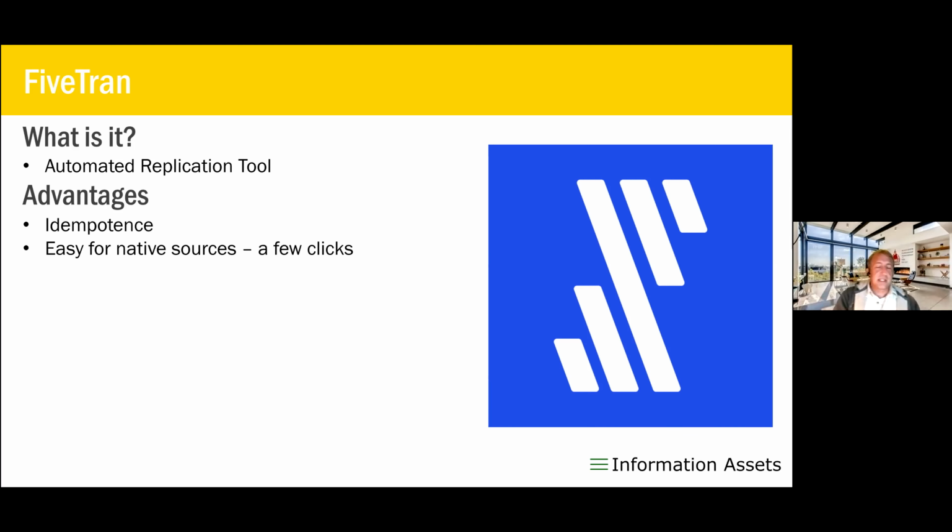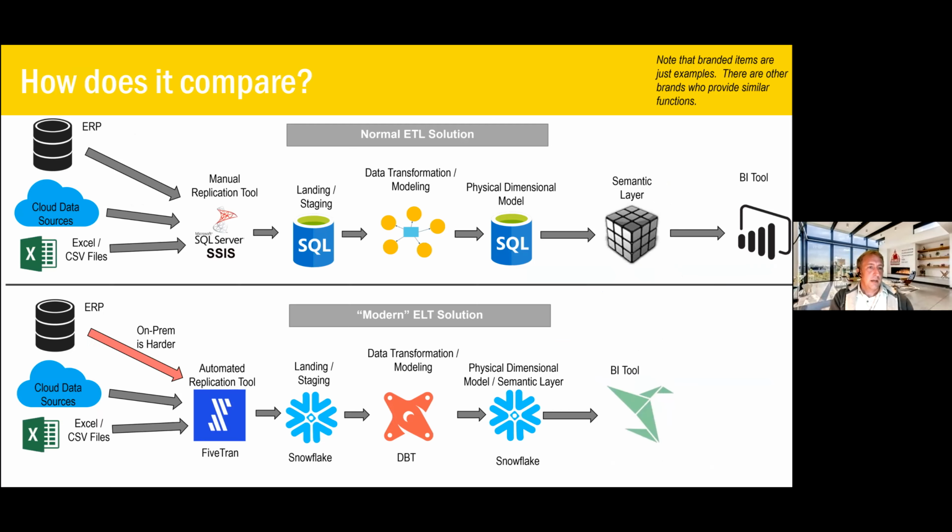I mentioned this, it's easy for the sources that are defined by FiveTran. And actually, you know what? I want to go back real quick to this slide and talk about Peter's question. So we have a replication tool, we have a database, we have a transformation tool, right? It's not an ETL tool, it only does the T, it only does transformations. And then we have a BI tool.